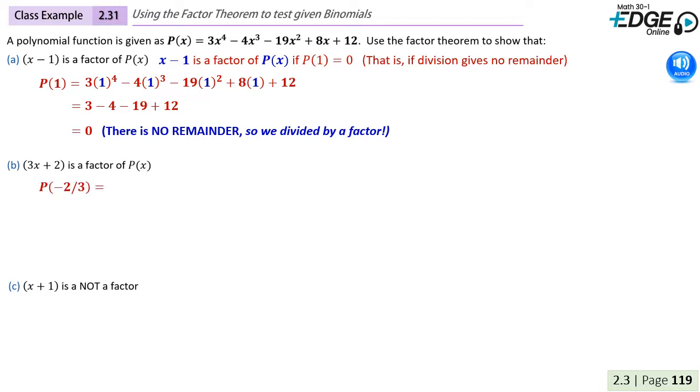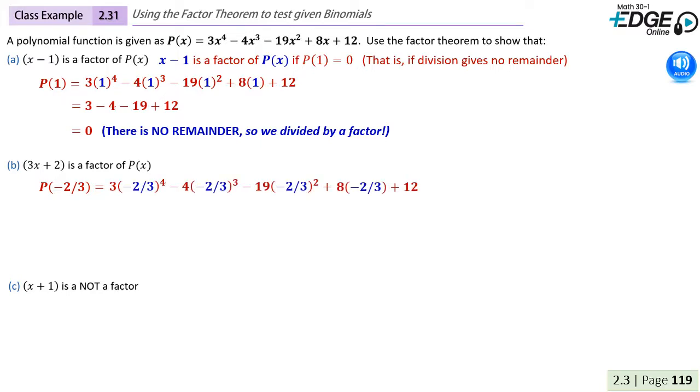If our given binomial has a coefficient other than 1 in front of the x, well, we have to determine the 0 of that, and here we find it to be a fraction, negative 2/3. A reminder, you could find this by writing 3x plus 2 equals 0 and then isolating x.